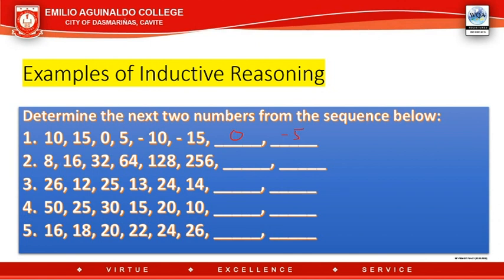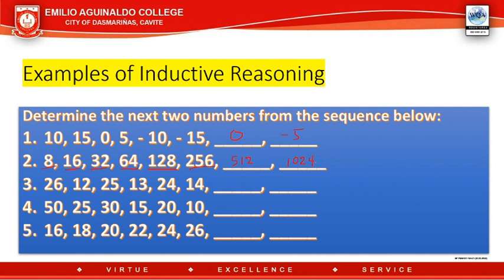The second one, we have 8, 16, 32, 64, 128, and 256. Based on my observation, these numbers are just multiplied by 2 to get the next term. So maybe the next term will be equal to 256 times 2, which is 512, and the next one will be equal to 1024.